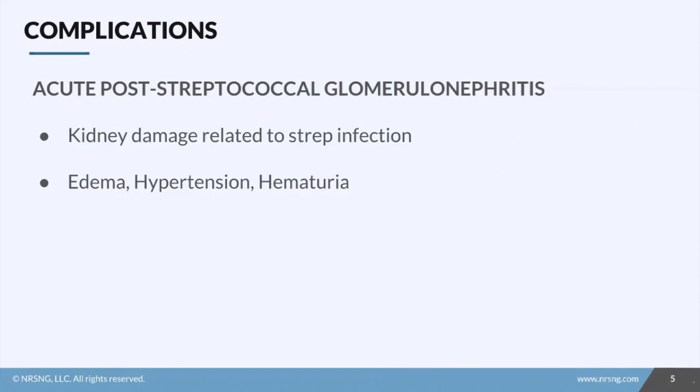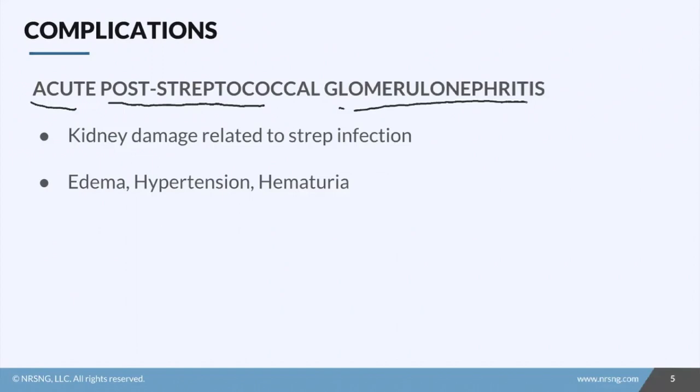So by acute, we mean that it has a sudden onset. Post-streptococcal just means that it's happening after a streptococcal infection. And then glomerulonephritis means that the glomeruli, which are tiny little units in the kidneys that filter the blood, those glomeruli have become inflamed and irritated.